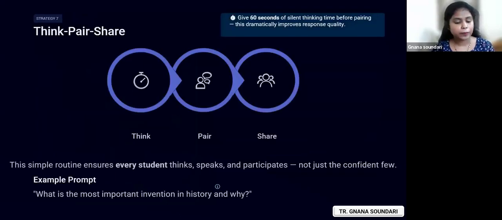What is our strategy 7? Think, pair, and share. Okay. So what is strategy 7? It is think, pair, and share. The point here is a simple routine, in which every student thinks, speaks, and participates. Make every student engage. I told you in the beginning, there is a vast difference between attending the class and engaging.